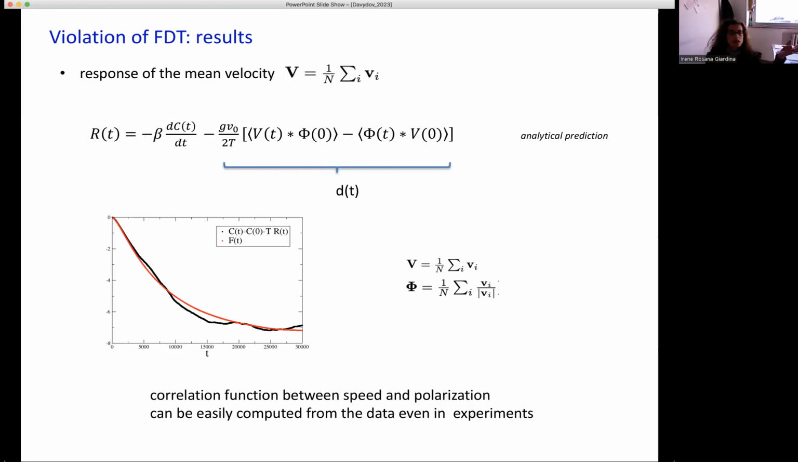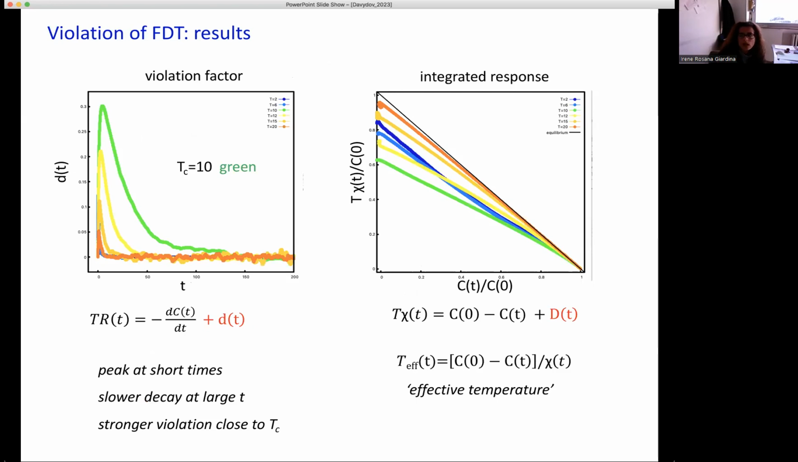The second reason is that this expression allows me to compute the response without perturbing the system, because both this correlation C of t and this D of t are at zero field, okay? So I have a way to understand how my system will react when perturbed before perturbing it, just in terms of correlation functions that I can compute in absence of the perturbation. This is just a numerical test of this equation to show you that we did the computation correctly. Now that we have an expression for this violation, we can compute it, and this is the result.